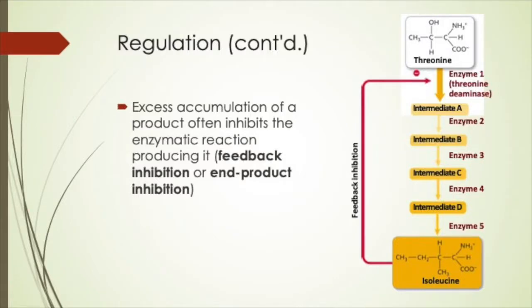Another type of regulation is called feedback inhibition. So if you have an excessive accumulation of a product, that product will go back and inhibit the enzyme reaction. So it feeds back to the beginning of whatever that enzyme reaction is, right, and stops it from happening.